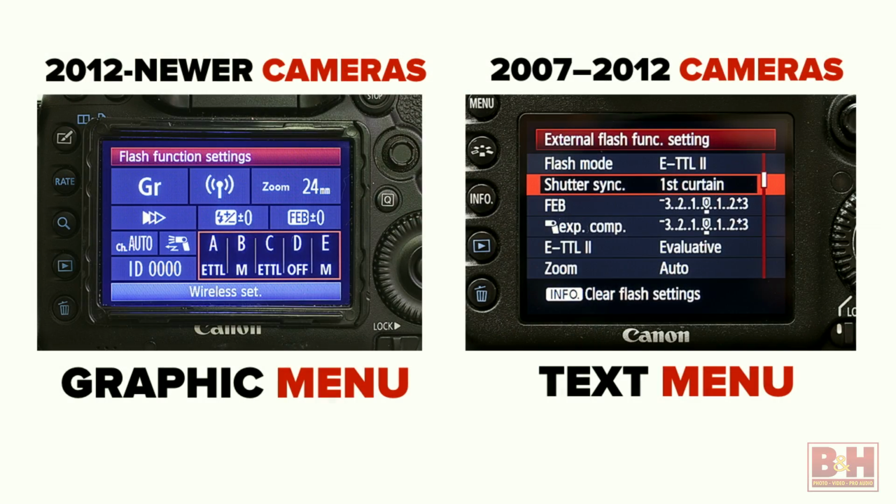Now, I'll be honest, for 5 years, I thought the text-based menu was a gift from the gods. Why? Because I was able to change the mode of my flash on the back of my camera. I didn't have to walk over there, even with optical wireless. This is pre-radio, even with optical wireless. And I could see that change on the back of my camera.